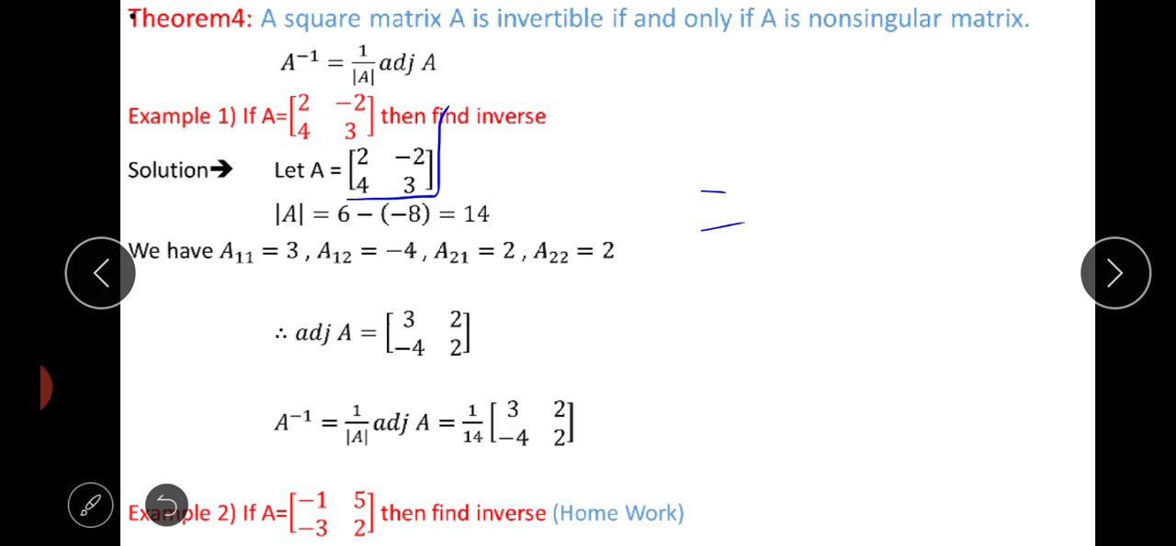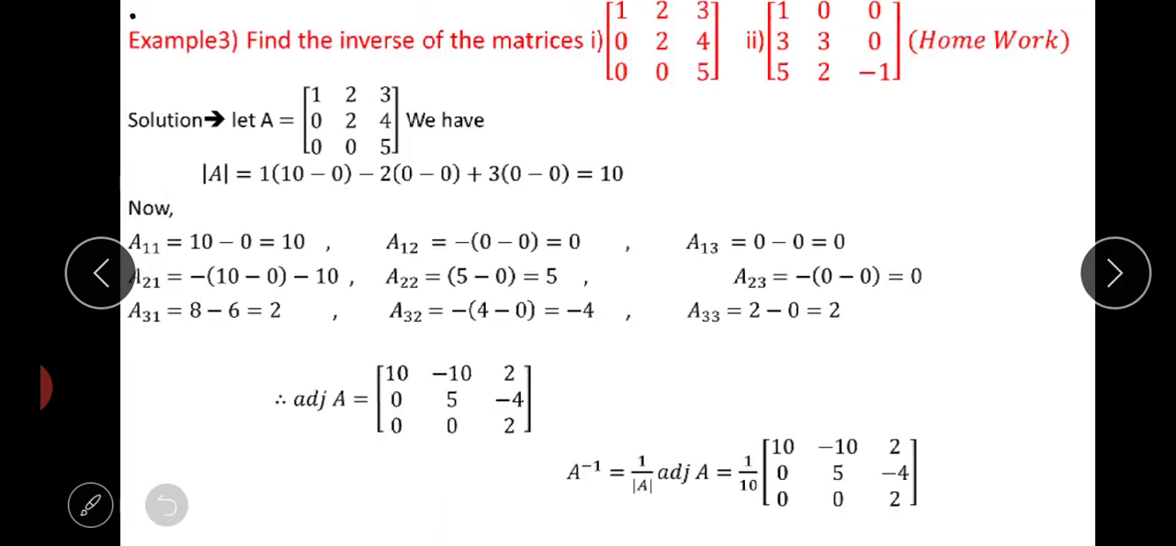1 divided by determinant of A into adjoint of A, you write this matrix. This is nothing but A inverse. Do you understand how to find this one? Find the inverse of the matrix. Then take this one as homework. Apply the same procedure and you will find the solution.